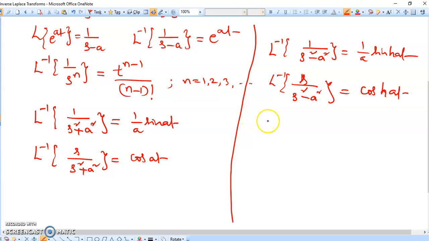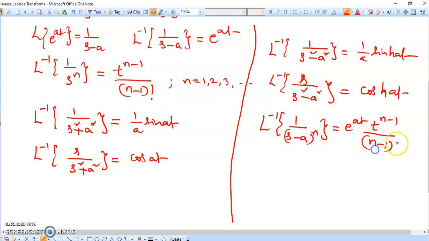We have the first shifting property of the Laplace transform, and also we have seen the Laplace transforms when the function is multiplied with e power at. Now the same things can be written by applying the inverse Laplace transform. L inverse of 1 by s minus a whole power n is e power at t to the power of n minus 1 by n minus 1 factorial. So you can easily compare the definitions here.